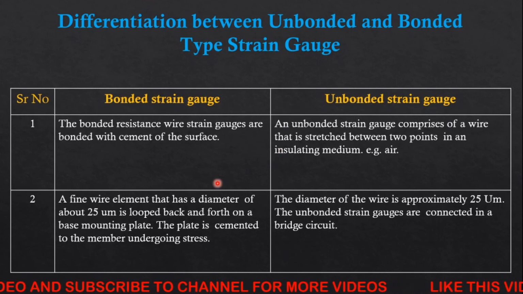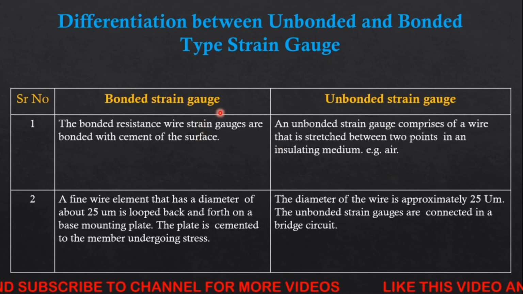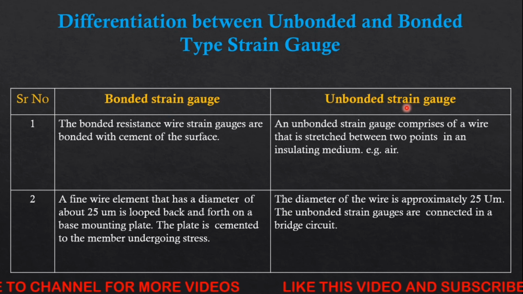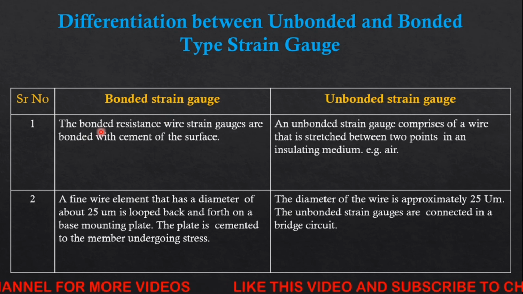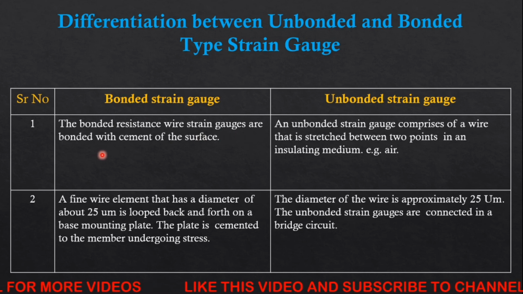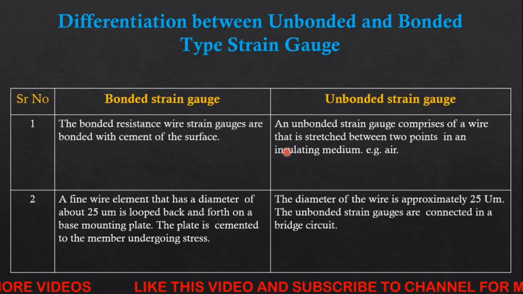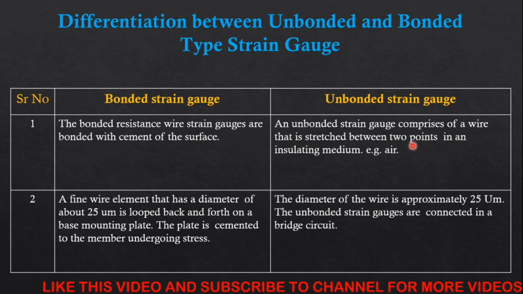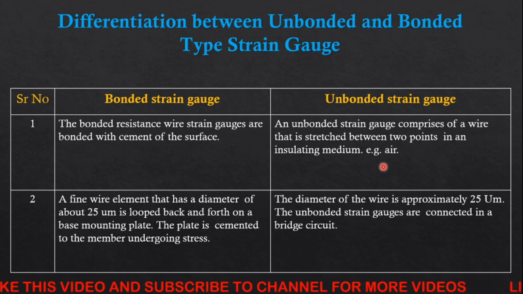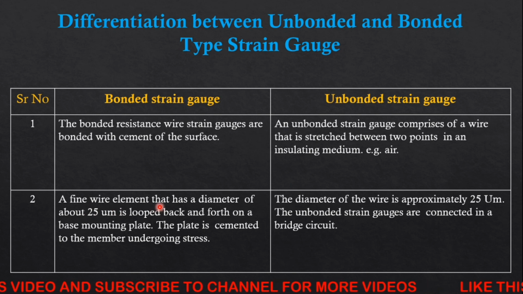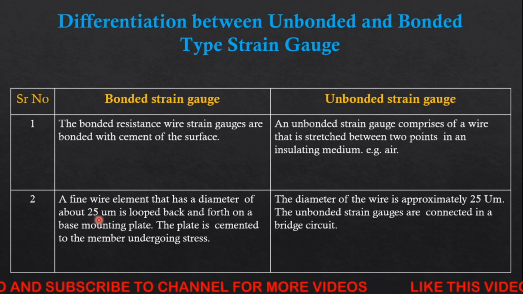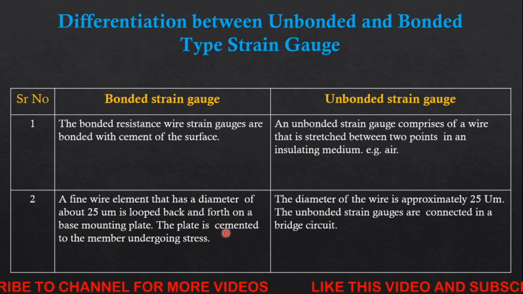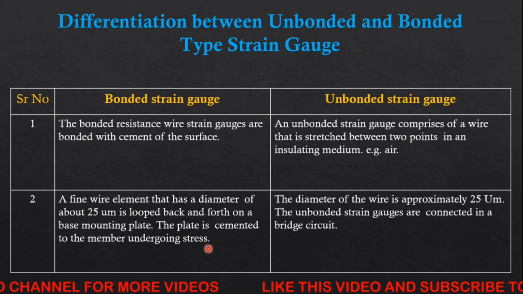Now here is the difference between unbonded and bonded type strain gauge. In a bonded strain gauge, the resistance wire strain gauges are bonded with cement on the surface. On the other hand, an unbonded strain gauge comprises a wire that is stretched between two points in an insulating medium, that is air, right? A fine wire element that has a diameter of about 25 micrometer is looped back and forth on the base of a mounting plate. The plate is cemented to the member undergoing stress.